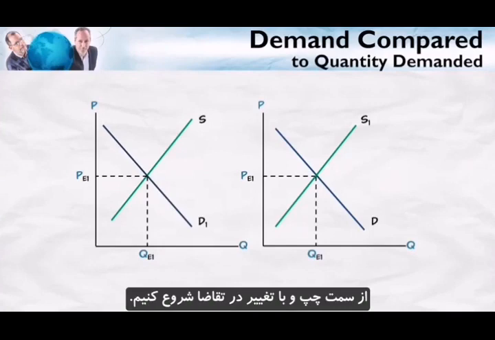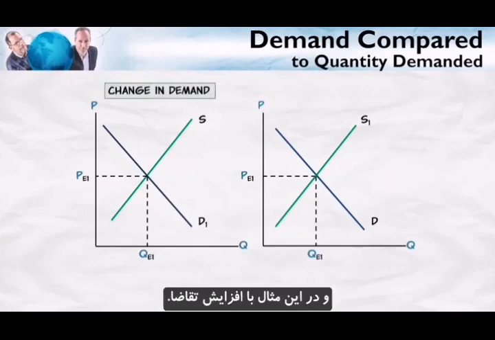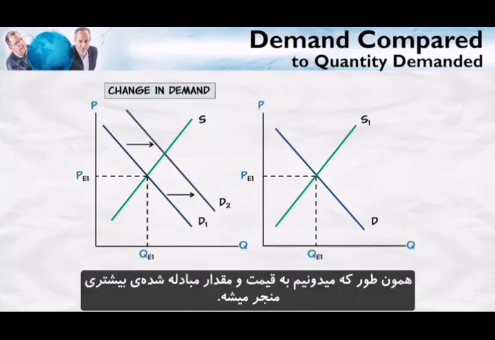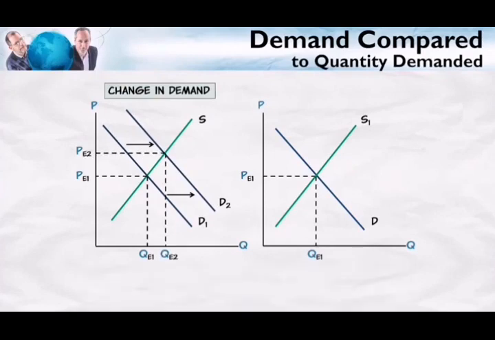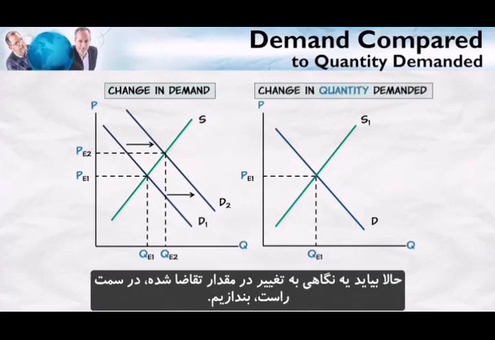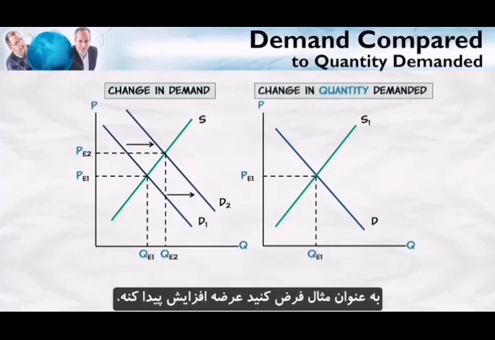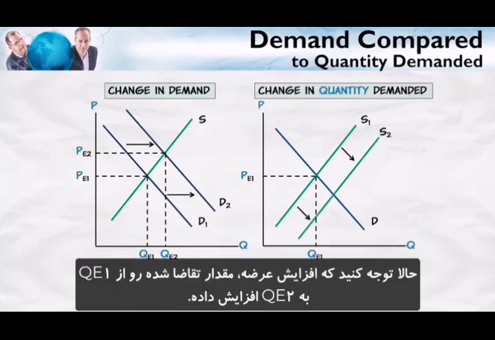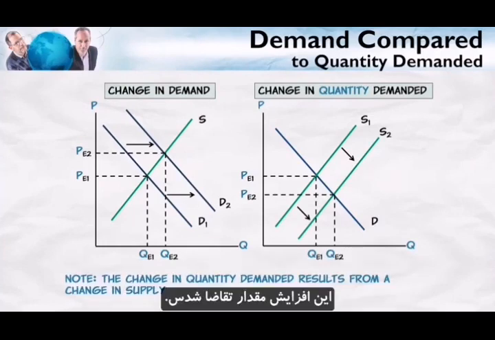Begin on the left with a change in demand. In this case, an increase in demand. The increase in demand shifts the entire demand curve to the right or up and leads, as we know, to a higher price and quantity exchanged. No problem. Now let's look at a change in the quantity demanded on the right. Suppose, for example, that the supply increases. Now notice that an increased supply increases the quantity demanded from QE1 to QE2. That's an increase in the quantity demanded.